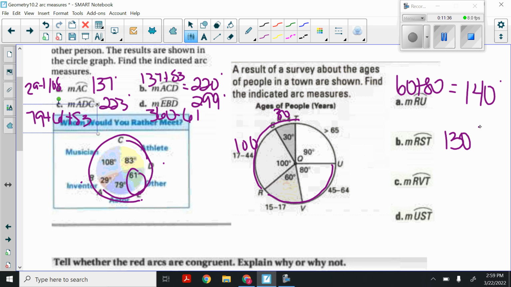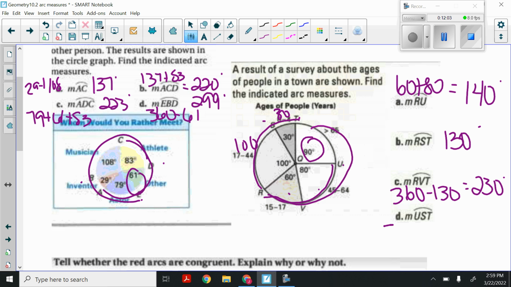The measure of arc RVT. So RVT all the way around. So it's including everything except the 130. So I could do 360 minus 130 to get that, which is 230 degrees. Or I could have just added up 60 plus 80 plus 90. And finally, the measure of UST. So UST, that includes everything except 90. So I could do 360 minus 90, so that's going to be 270 degrees.